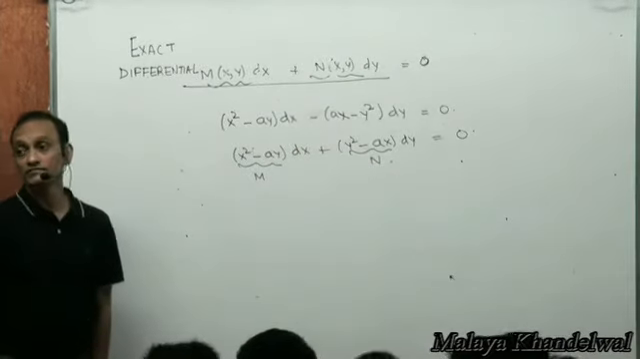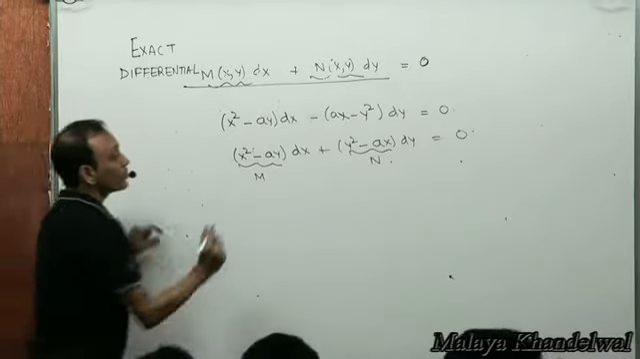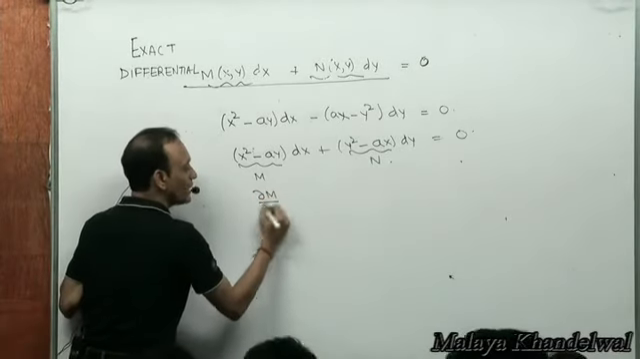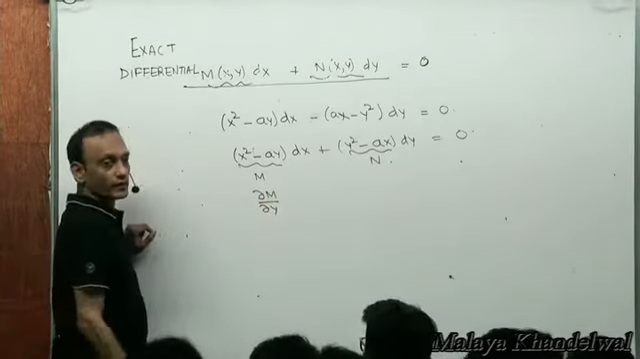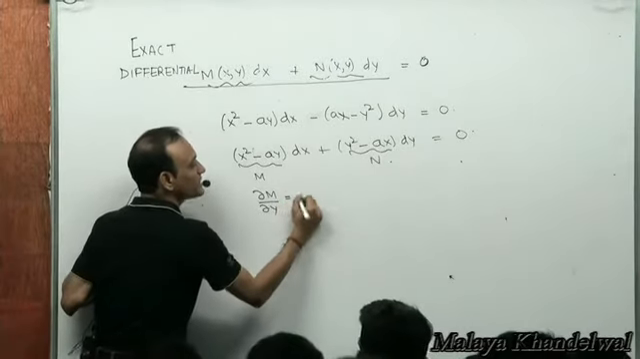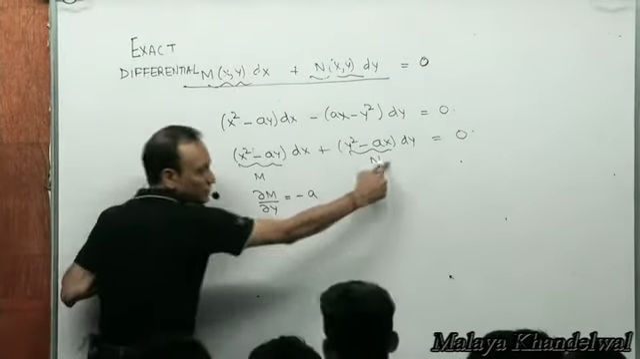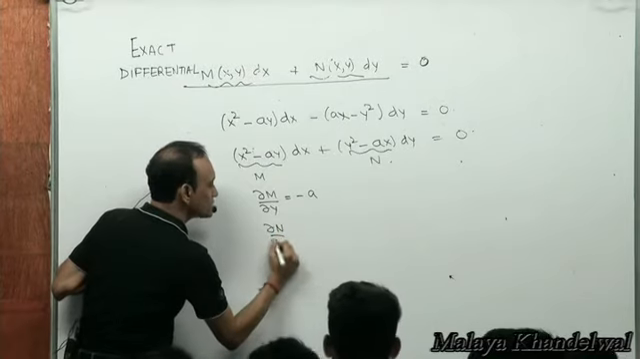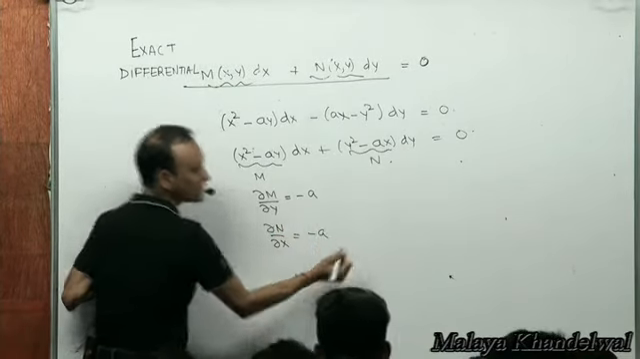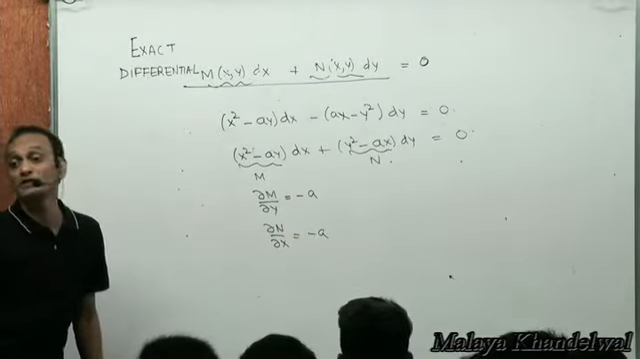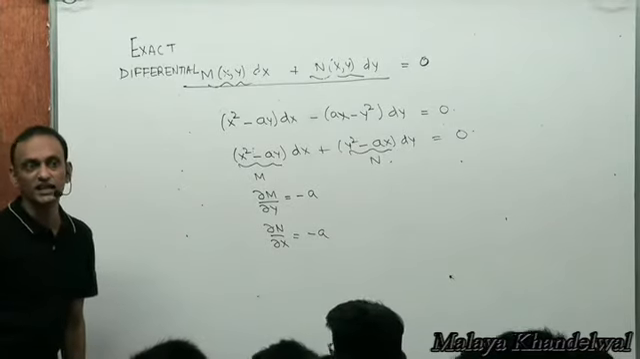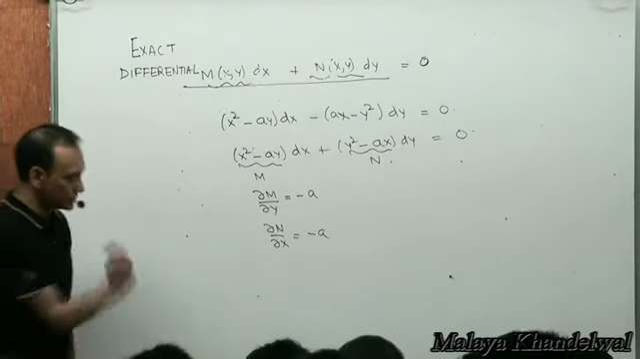I want to check whether it's a perfect differential or not. So I'll take ∂M/∂y, differentiate M with respect to y, I'll get minus a. And I'll differentiate N with respect to x, ∂N/∂x, that's also minus a. The two are equal. This therefore must be a perfect differential. Good.